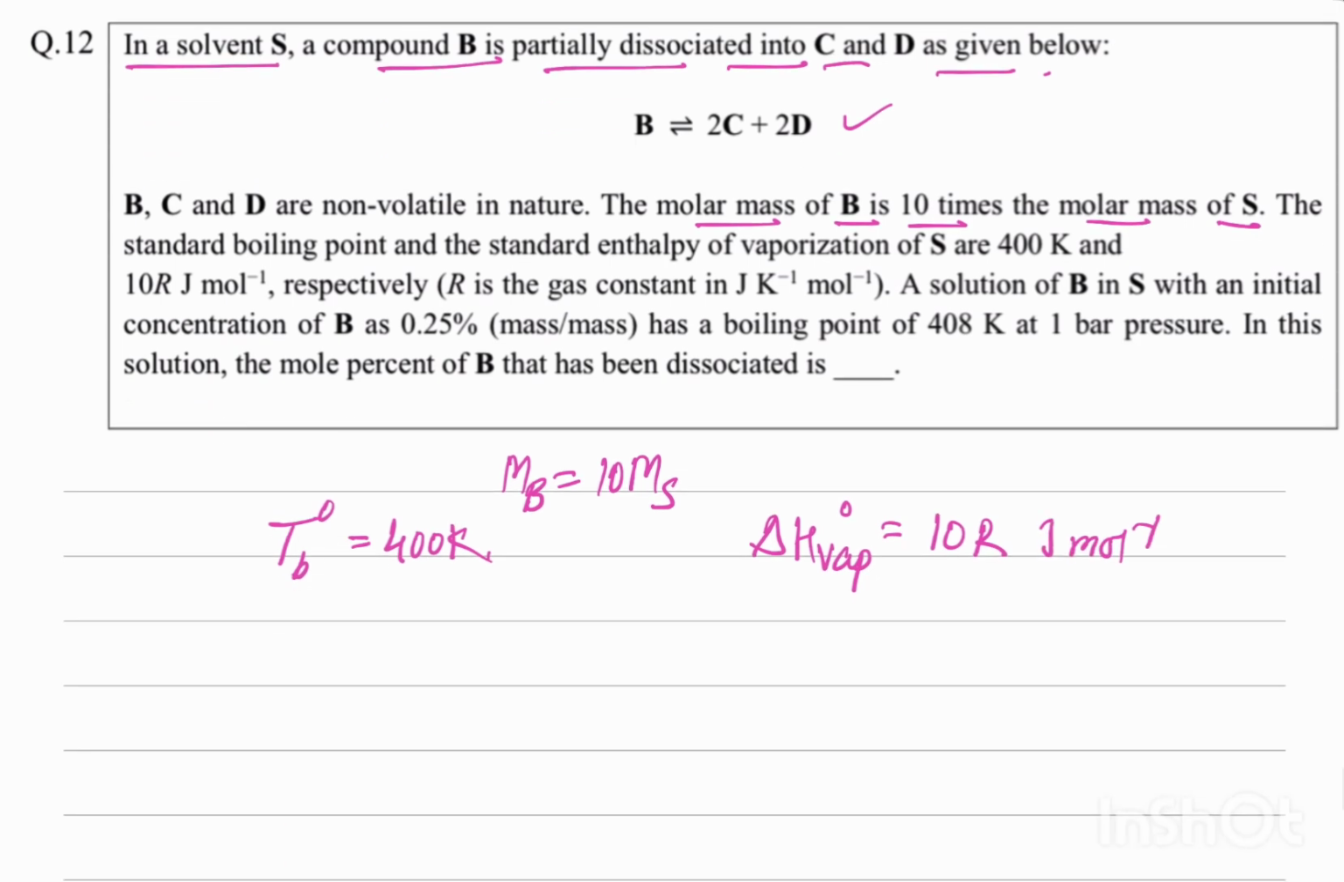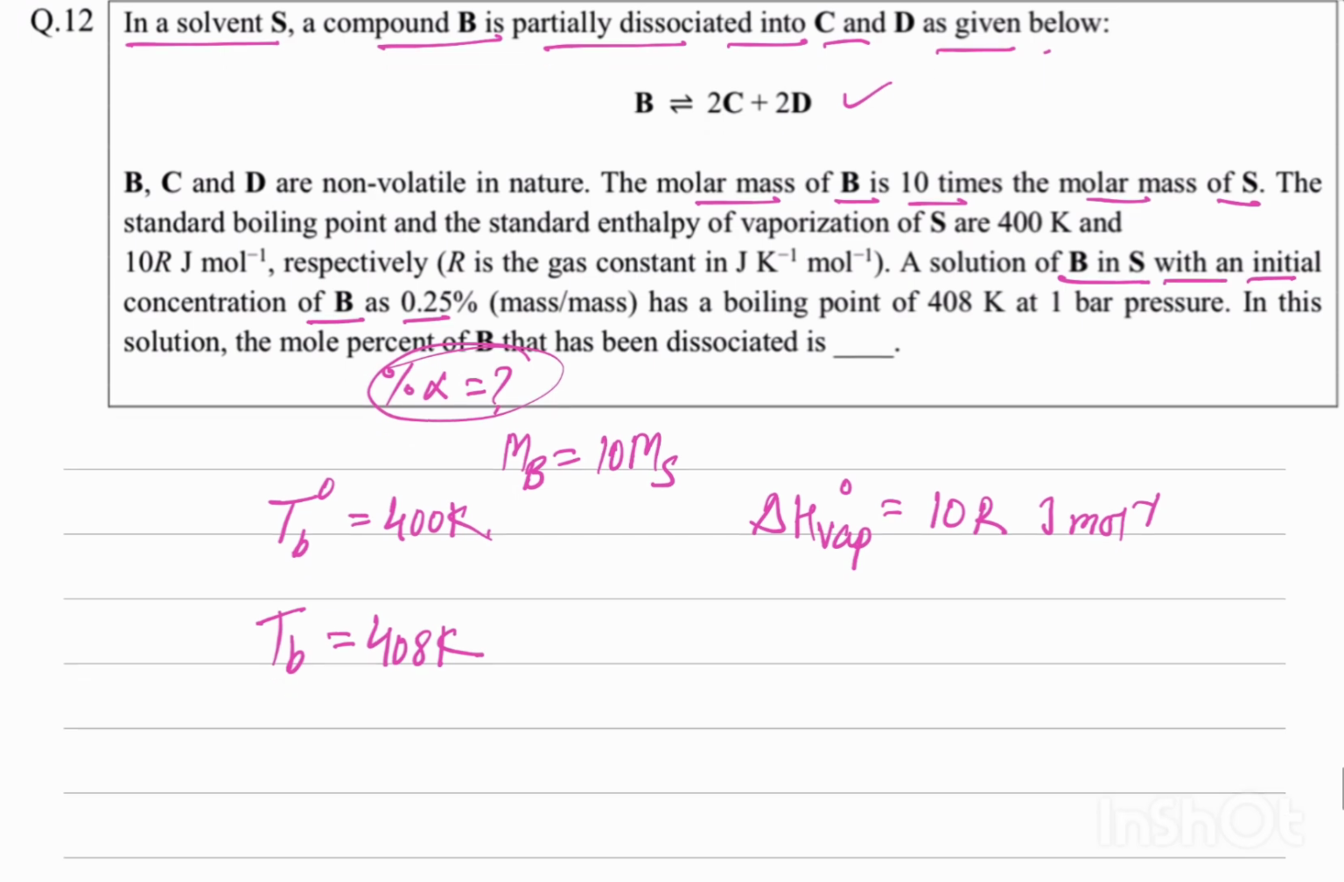Now, a solution of B in S with an initial concentration of B as 0.25% has a boiling point of 408 Kelvin at 1 bar pressure. That means TB will be 408 Kelvin for this solution. In this solution, we have to calculate what mole percentage of B has been dissociated. So we can also say that we have to calculate the percentage of alpha, the mole percent.